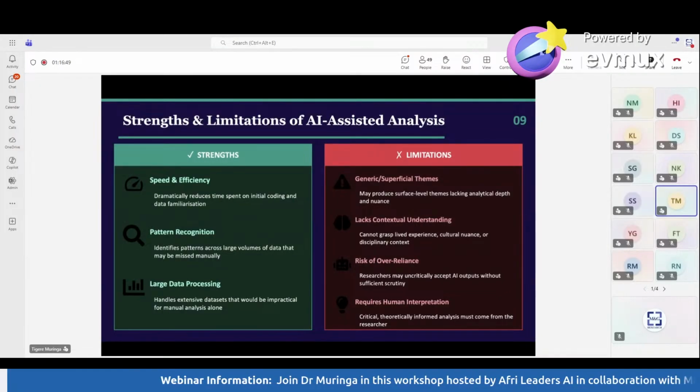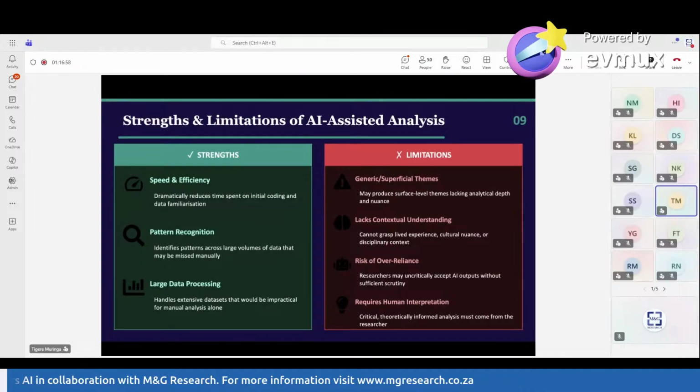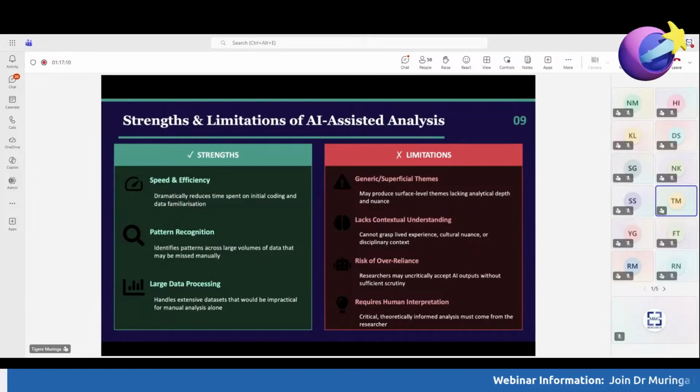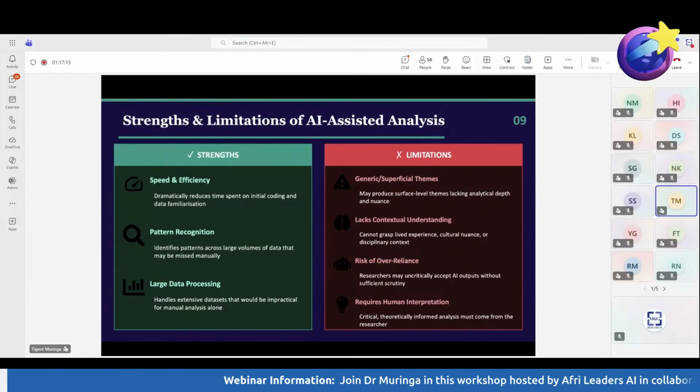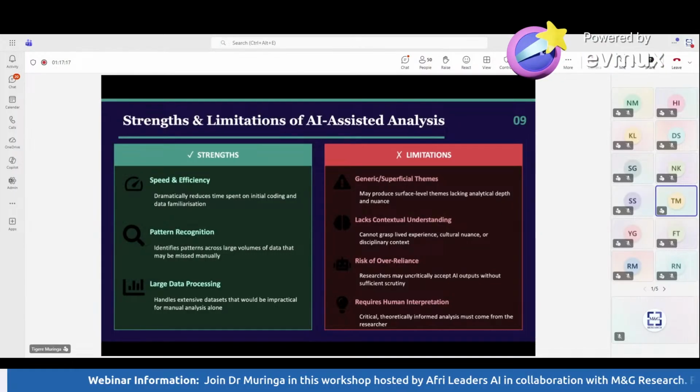Human researchers have limitations, and we are saying the LLMs and generative AI platforms have capabilities, right, to do pattern recognition on large volumes of data. And this is where we must employ and deploy them, right? Large data processing: it handles extensive data sets that would be impractical for manual analysis alone. So we are advocating for us as researchers to actually adopt all AI tools that enhance this process, right?